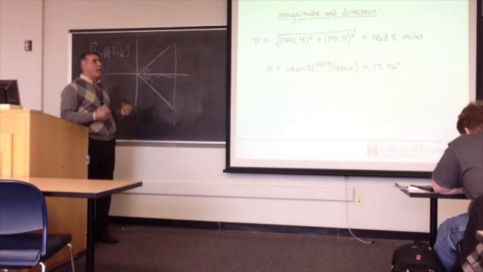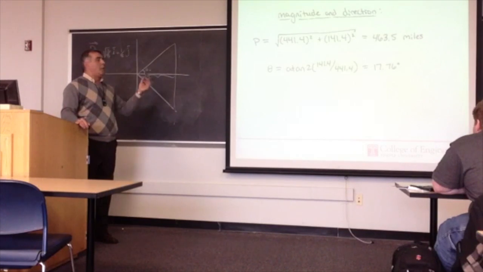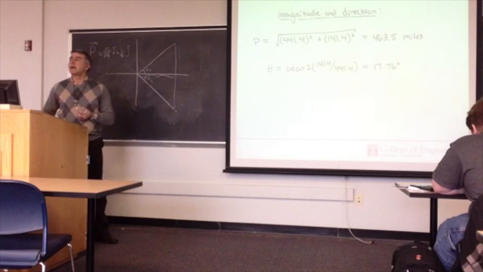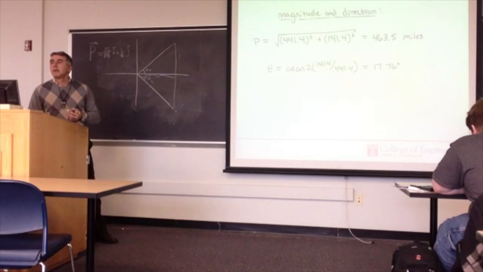Can I describe my vector in a polar form? Yes. How? How do you do it? You want to describe your P in a polar form. What do? P is equal to?